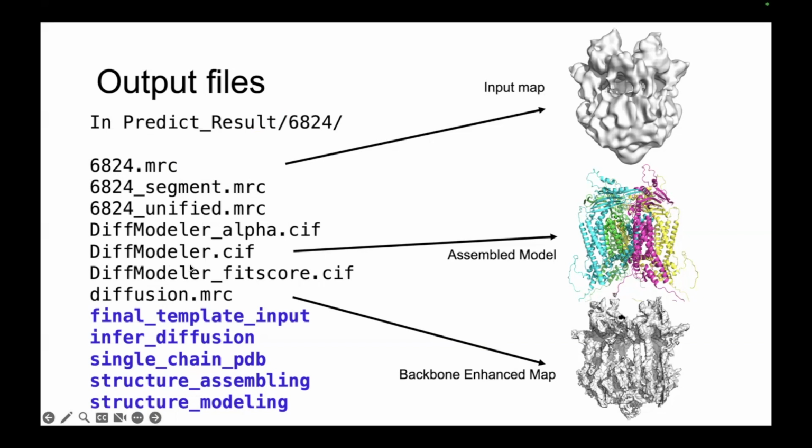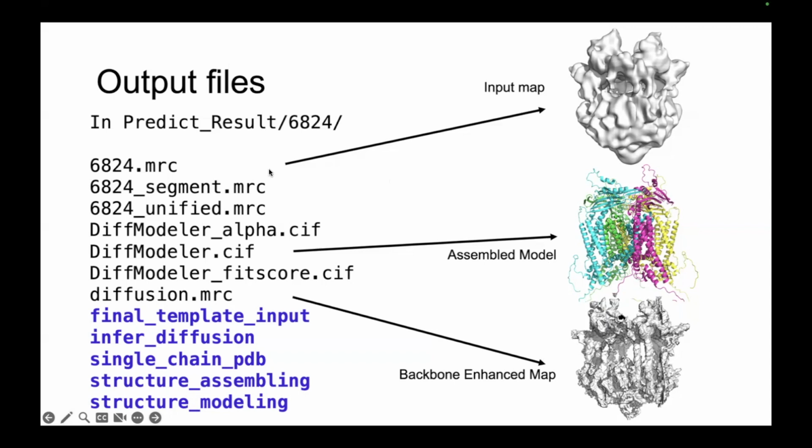Then diffmodeler.cif. So this is the assembled model. Like this. Then also the diffusion.mrc. So this file shows the backbone enhanced map. So from the input density map, it generates this backbone enhanced map by using the diffusion models, then generates the assembled models, complex structure models. So these files give us a lot of information.